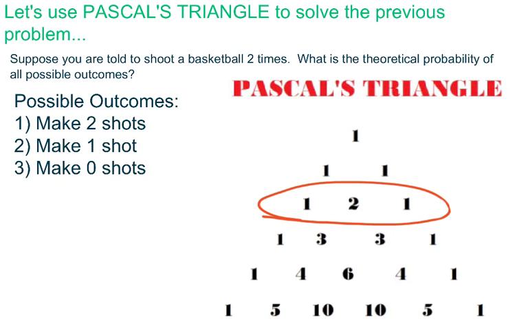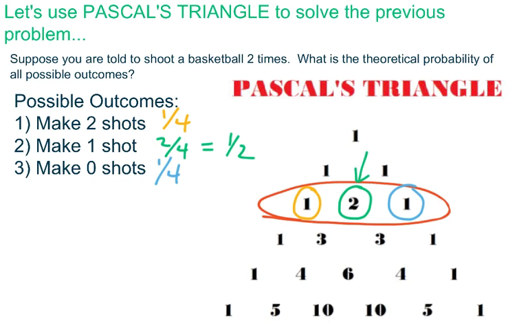And then making 2 shots is the first outcome. That means it's the first entry, so that's 1 out of 4. And that's what we got earlier. Then the second outcome is making 1 shot. That's going to occur twice, which is 2 out of 4. Again, remember, that reduces down to 1/2, but 2 out of 4 comes from right there. And then making 0 shots, excuse me, is the last entry, which occurs 1 out of 4 times. So we can use Pascal's triangle to find the theoretical probability of binomial events.